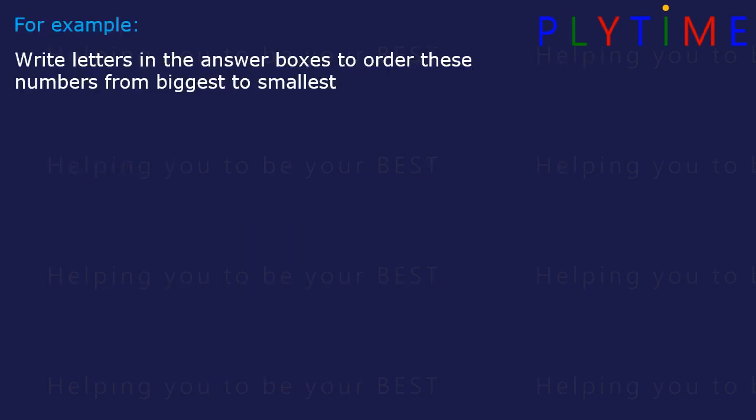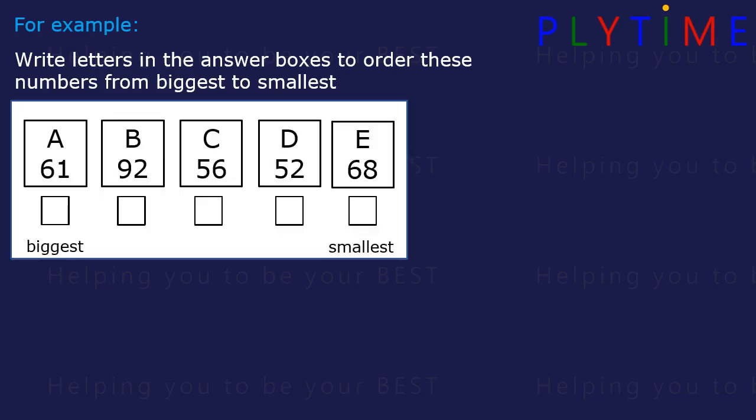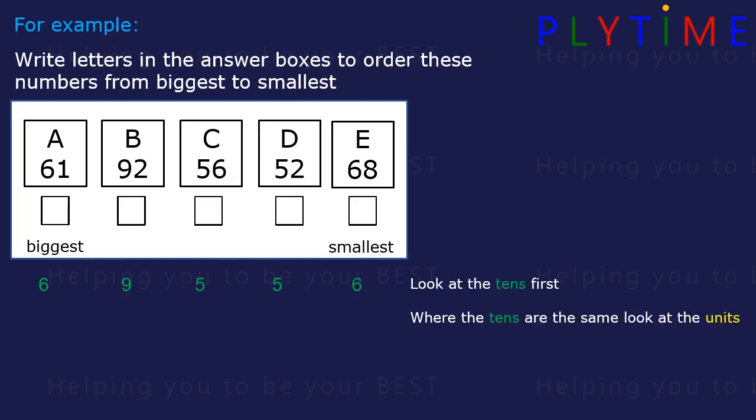Write letters in the answer boxes to order these numbers from biggest to smallest. First, we look at the tens. We have 6, then 9, then 5, then 5, then 6. Where we have the same tens, we need to look at the units. In the 5s, we have 6 and 2 as the units. And in the 6s, we have 1 and 8 as the units.